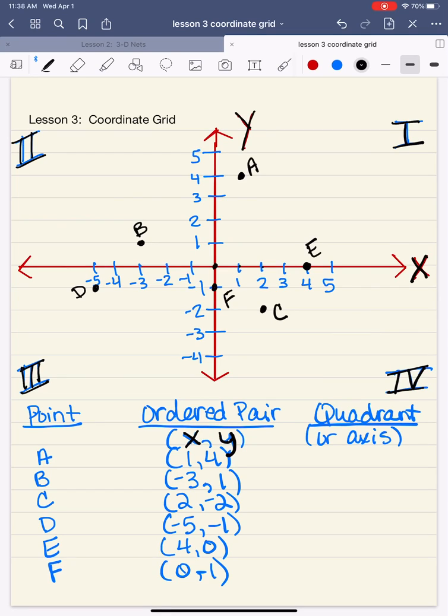Okay, let's list which quadrant each one is. So locate point A, and that would be in quadrant 1. Point B, quadrant 2. Point C would be quadrant 4. Point D in quadrant 3. And then point E, notice it's over here, so it's on the x-axis. And then point F is on the y-axis.